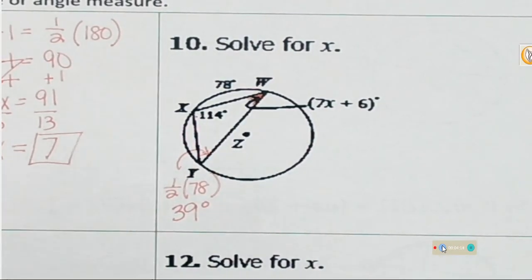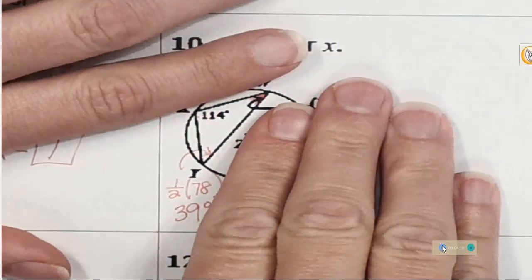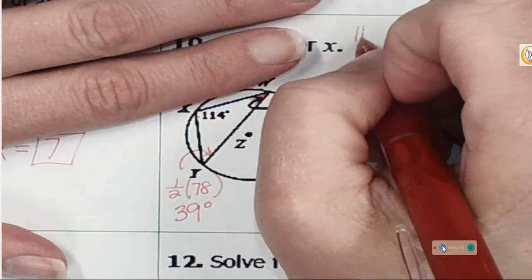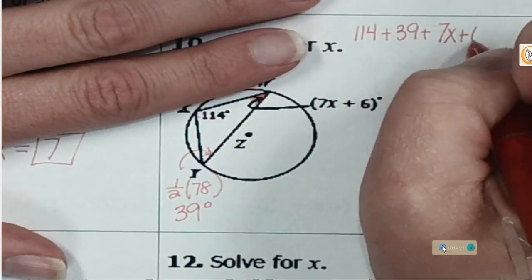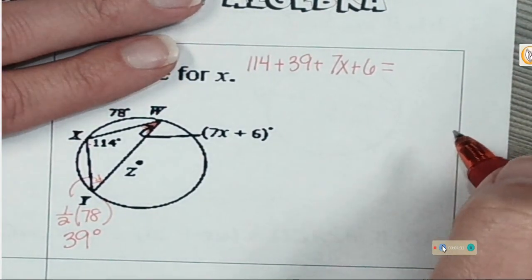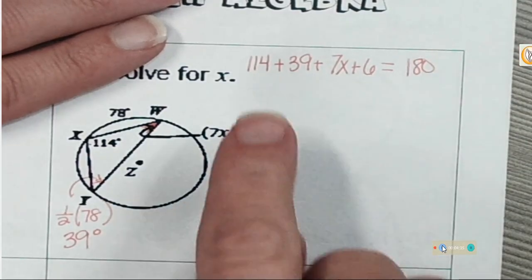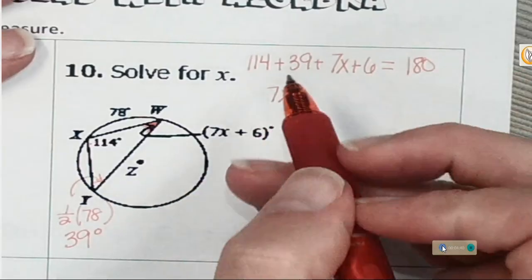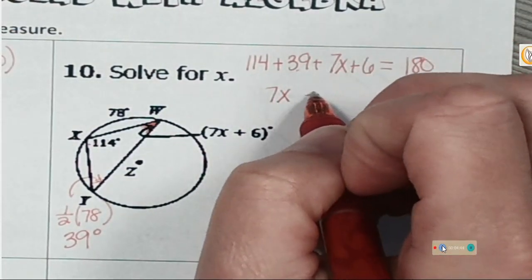Okay? Now, everybody's looking, everybody's listening. You've got 39. Ignore everything except for those angles. All three of these angles, 114 plus 39 plus 7x plus 6, make up a triangle. How many degrees is the interior of a triangle? 180 degrees. So now, you're going to simplify and solve. So you have 7x. You're going to add 114 plus 39 plus 6. And what's that give you?